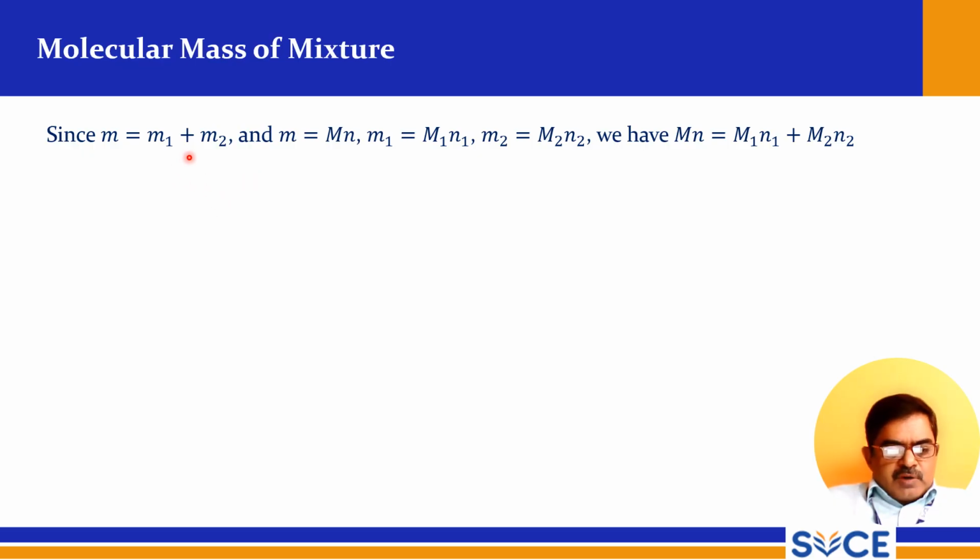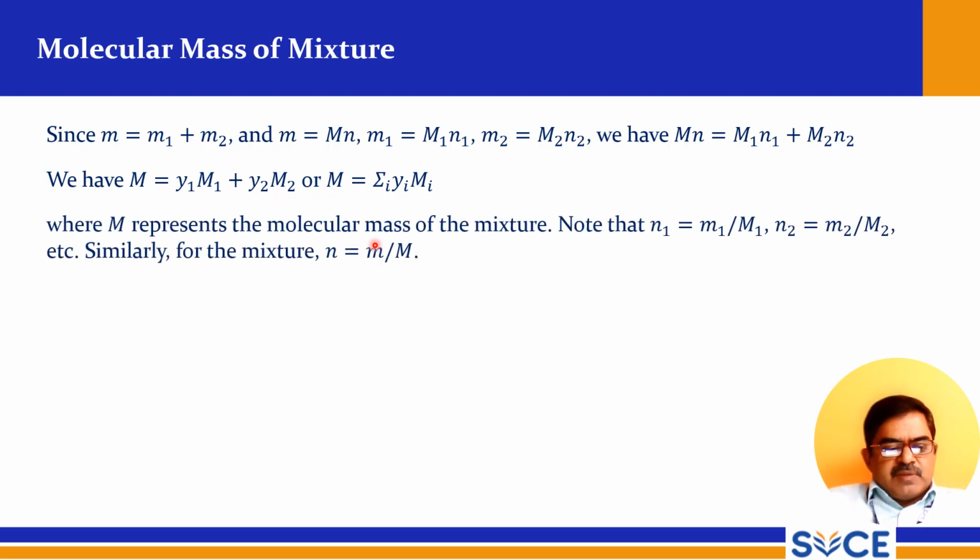Since m equal to m1 plus m2, and m1 equal to M1 n1, m2 equal to M2 n2, then we have Mn equal to M1 n1 plus M2 n2. So here this is the equation, and the total mass is M equal to Y1 M1 plus Y2 M2, that is M equal to sigma Yi Mi, the summation of Yi and Mi, where M represents the molecular mass of the mixture. Note that n1 equal to small m1 by M1, n2 equal to small m2 by M2, and so on. Similarly, for the mixture, n equal to small m by capital M. So this is the mole and the molecular mass of the mixture. Capital M can be calculated using this relation, M equal to sigma Yi Mi.